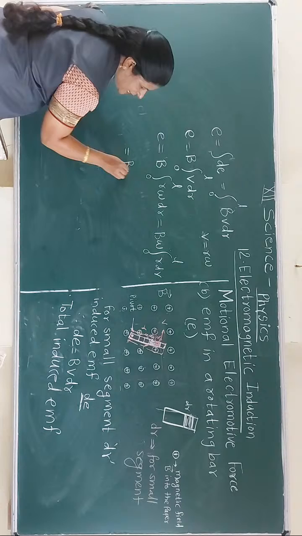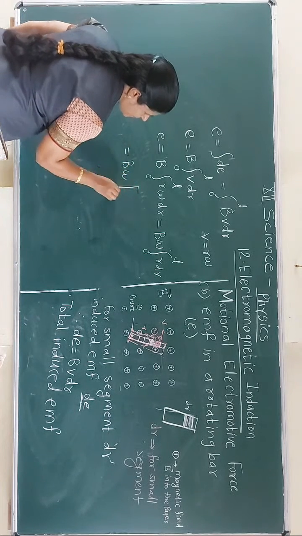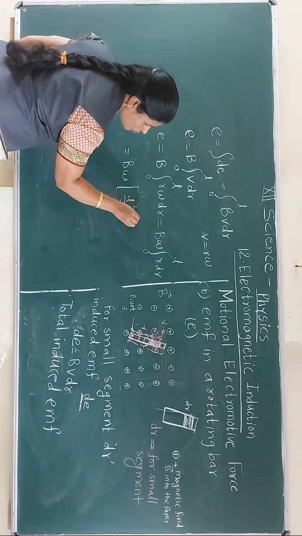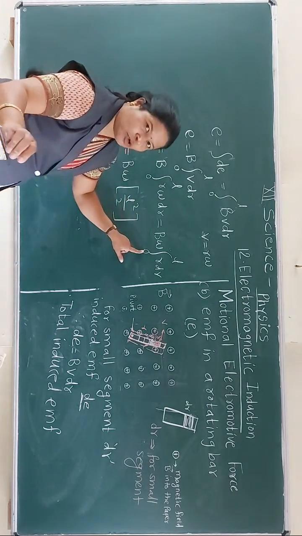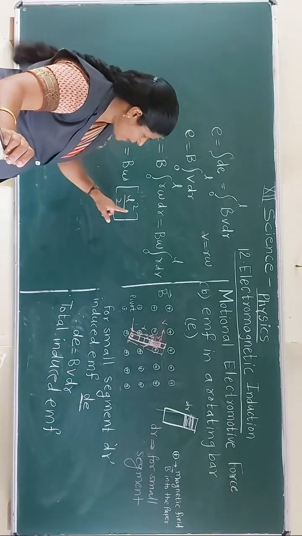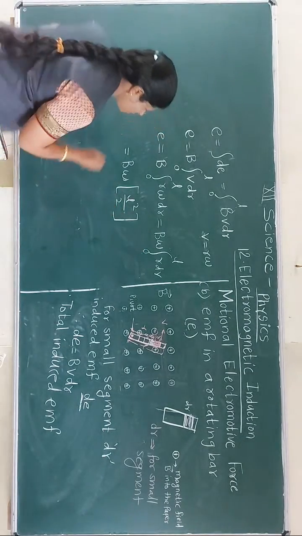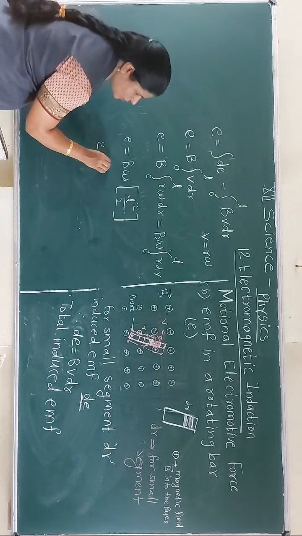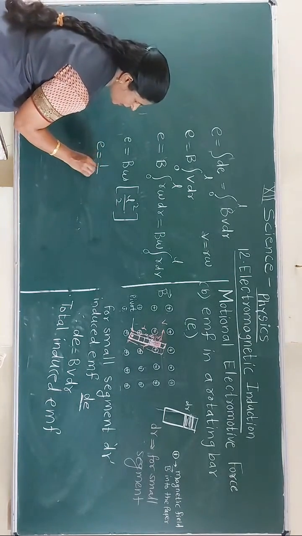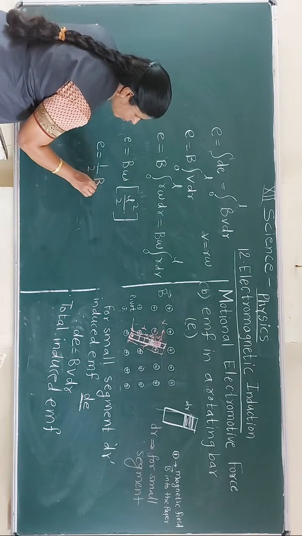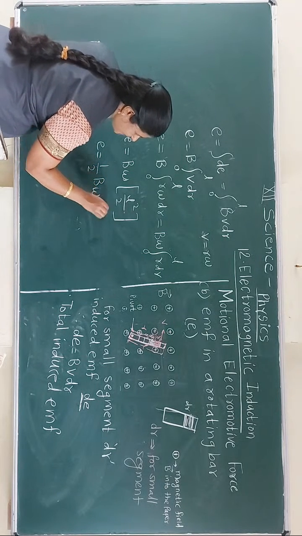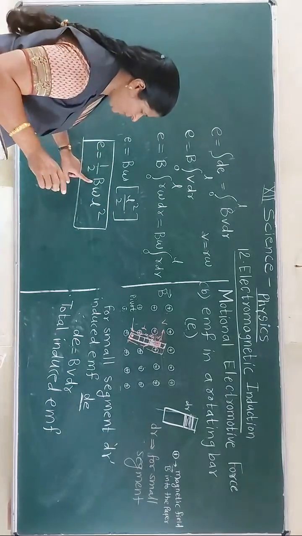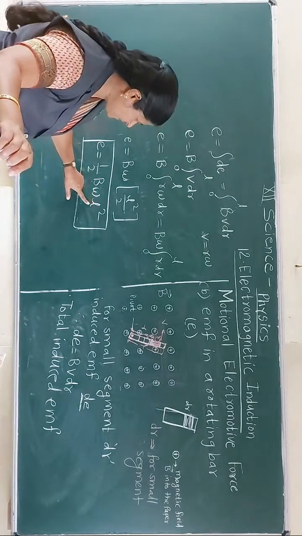Integrating it, B omega in bracket L square divided by 2. Lower limit is 0, so the next step is minus 0. So we get E is equal to 1/2 B omega L square.